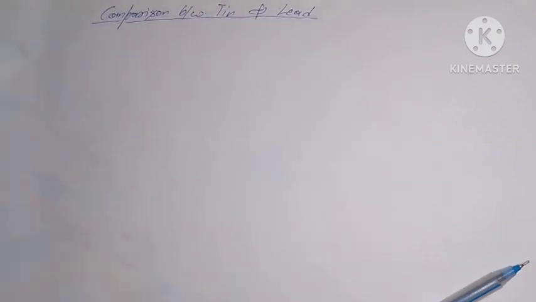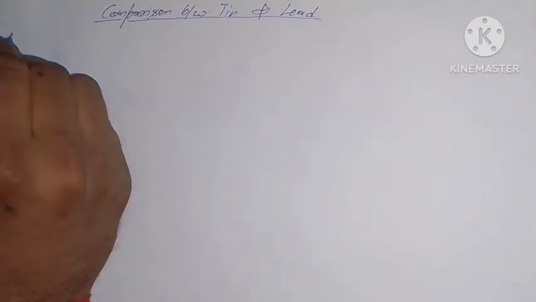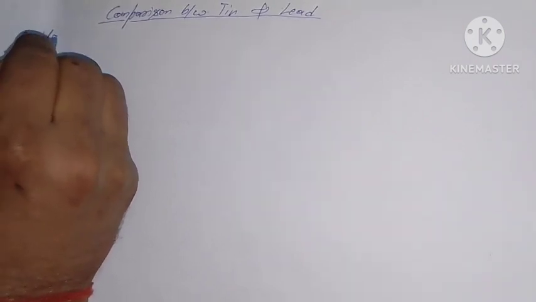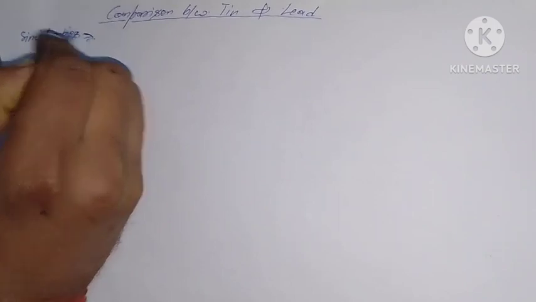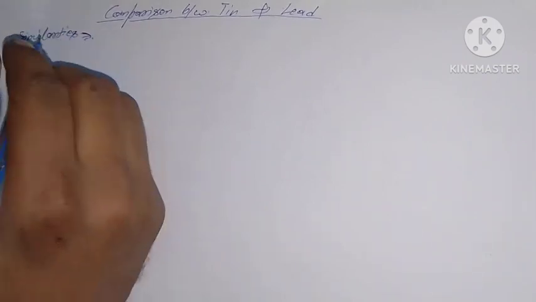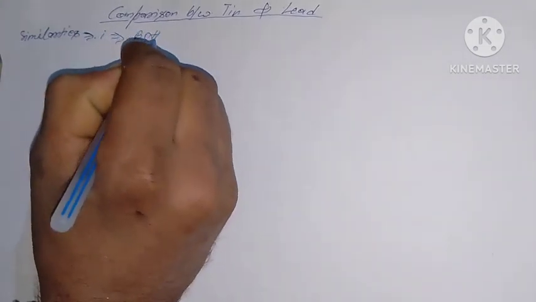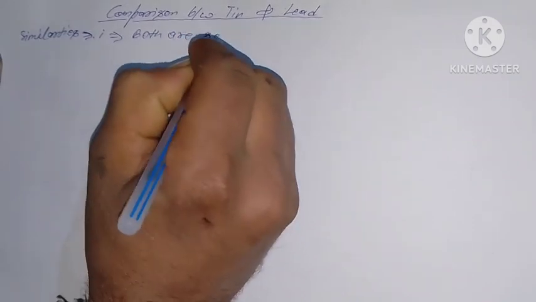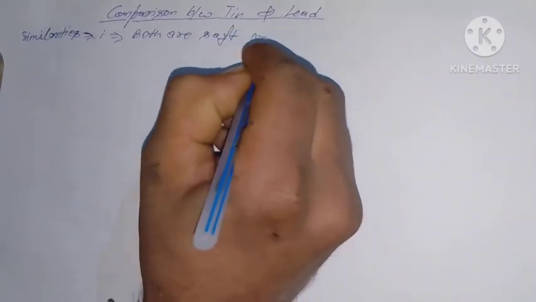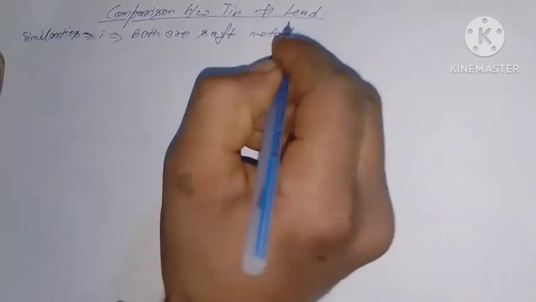Comparison between tin and lead. Both tin and lead are members of group 14. Due to presence in the same group, they resemble each other in many respects, but they also differ from each other in many respects. Okay? Similarities. What are the similarities between tin and lead? First point: both are soft metals.